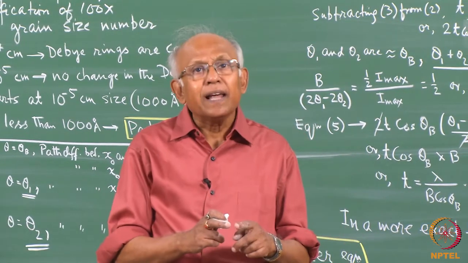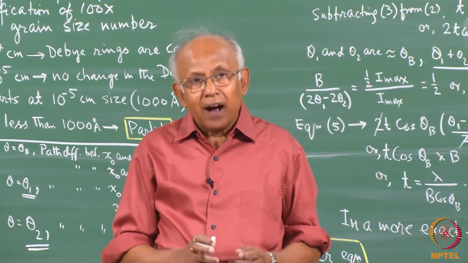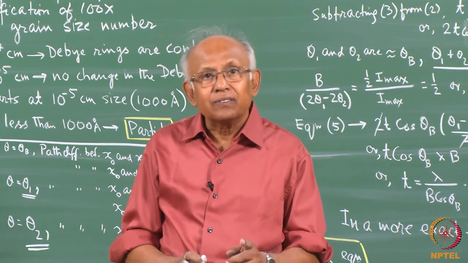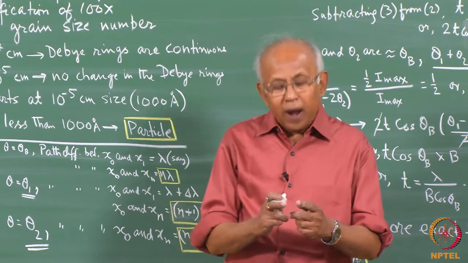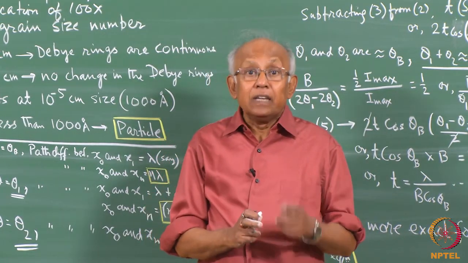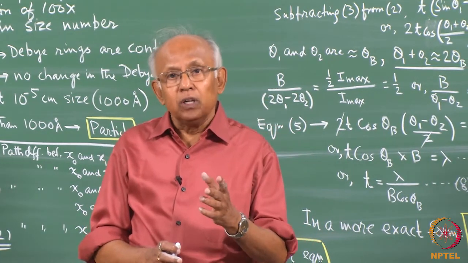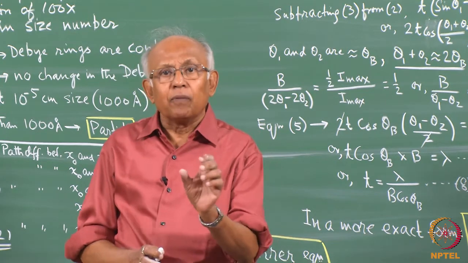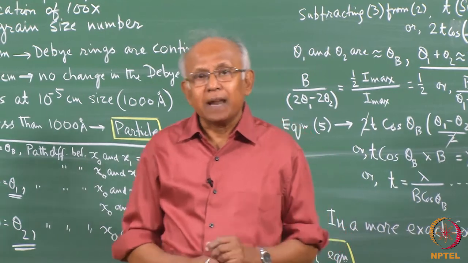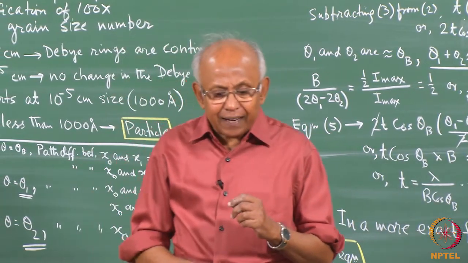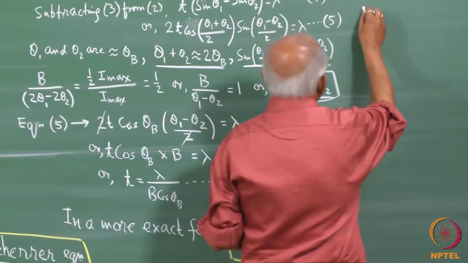So, the total breadth of a line is a function of two things. One is the particle size, the other is the instrumental broadening. Whenever we want to measure the breadth of a line in order to find out the particle size, we have to be careful to consider only that part of the broadening which is due to particle size alone. Now, how to determine that? There is a method which was suggested by Warren. So, what is Warren's method?